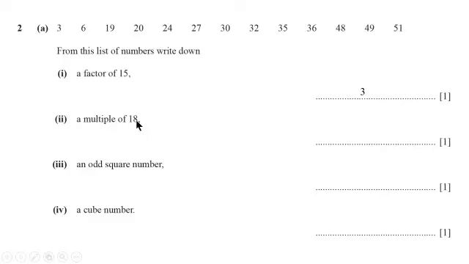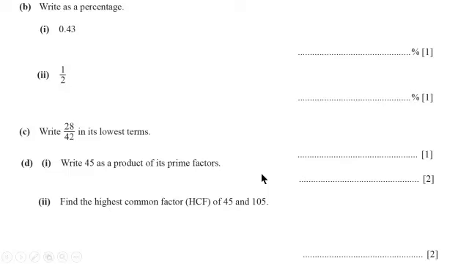A multiple of 18. The first multiple of 18 is 18 itself, and then 36, and then 3 times 18, and so on. We have 36 here. Okay, and this is the correct answer. An odd square number. We have square numbers like 36 and 49, but we want to write 49 because it is odd. A cube number, we have 27, of course, is a cube number here because it has a cube root. Write as a percentage 0.43, because of course it is 43%.